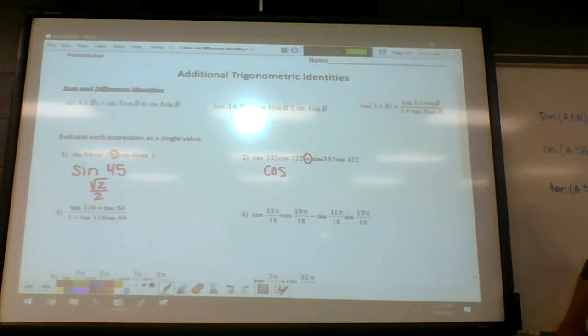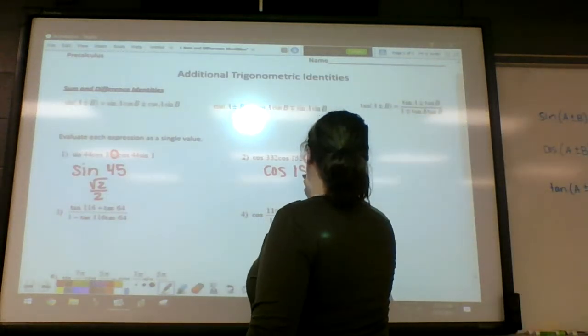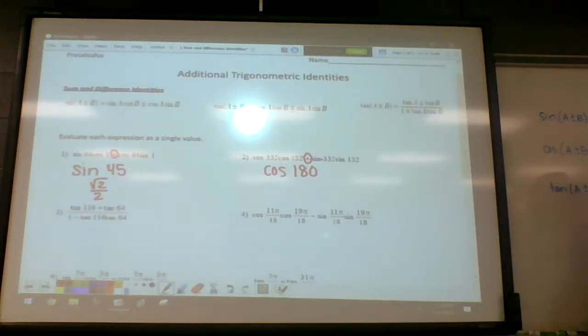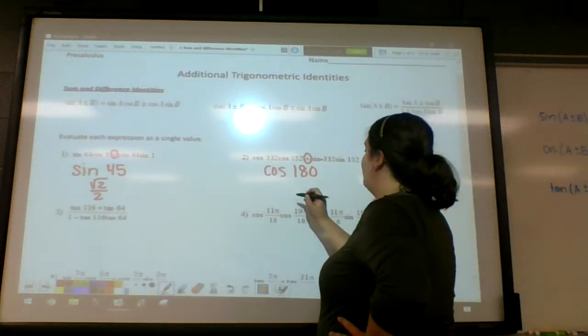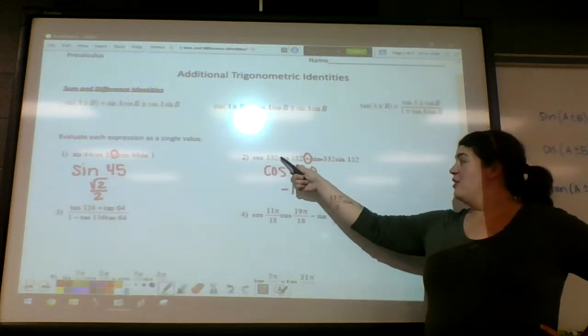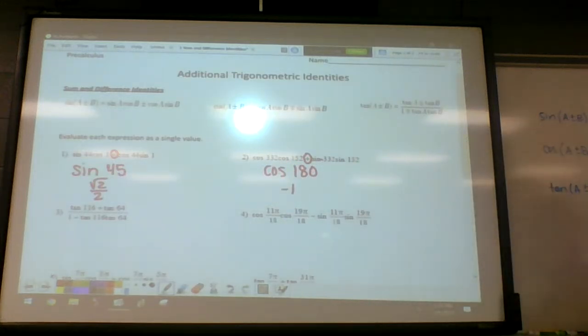So 332 minus 152. What is 332 minus 152? 180. So this is the equivalent of saying the cosine of 180. And what is the cosine of 180? Negative 1. So this crazy value right here, if you were to type it in your calculator in degree mode, it would spit out negative 1.